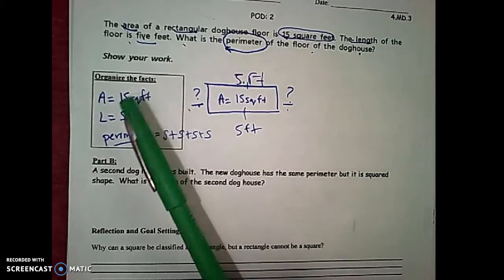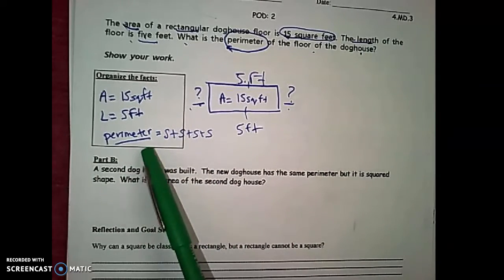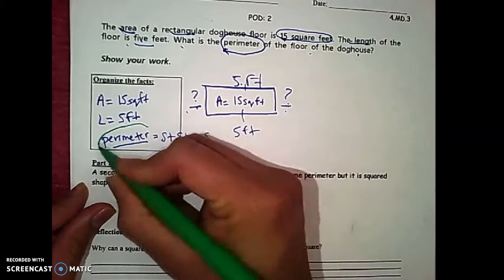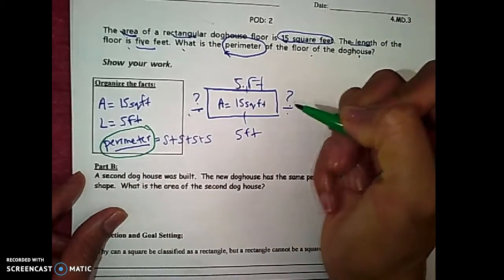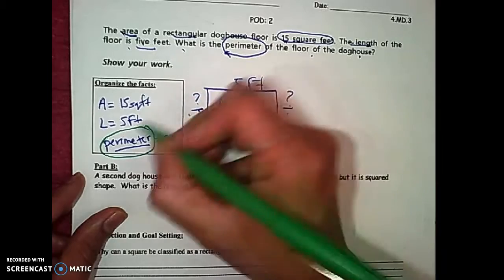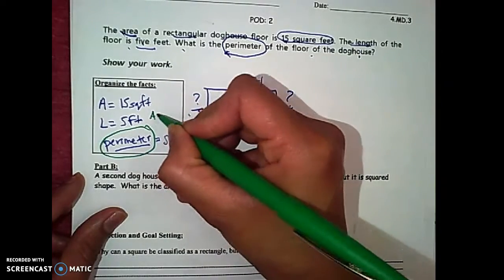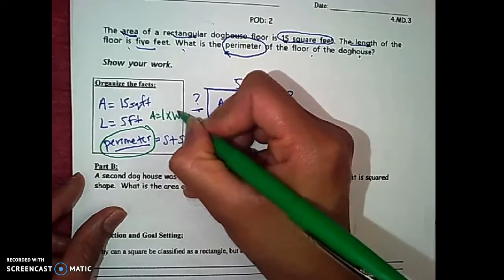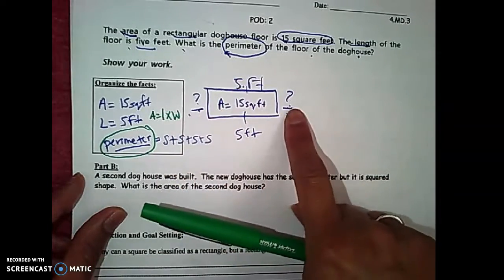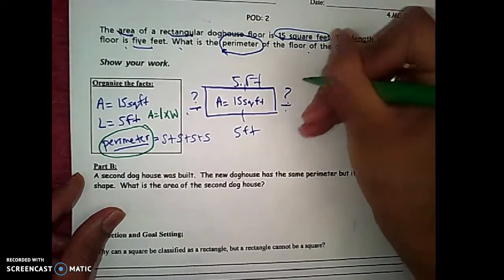We know the area, we know the length, and we know the perimeter. That's what we have to find. And we know we have to add all the sides to find that. Another fact that we are given indirectly, like they don't really state it exactly, but we know that area is length times width. So that's going to help us find the missing side. So let's go ahead and jot that down.